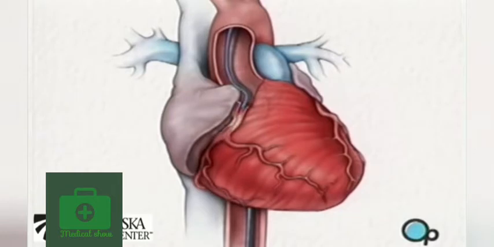Next, the doctor uses the catheter to inject a harmless dye into the artery itself. The dye shows up on a TV monitor and is used to pinpoint the exact location of the blocked area.